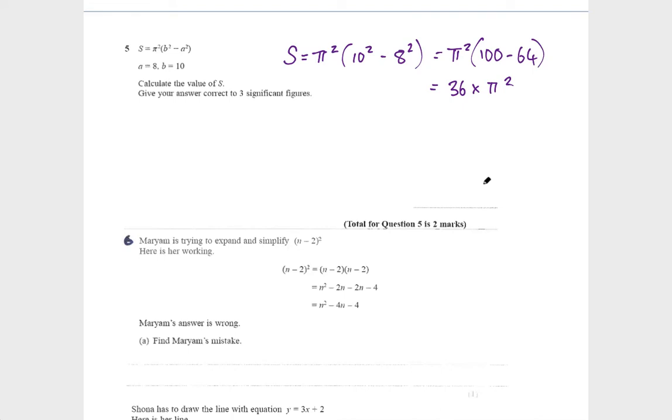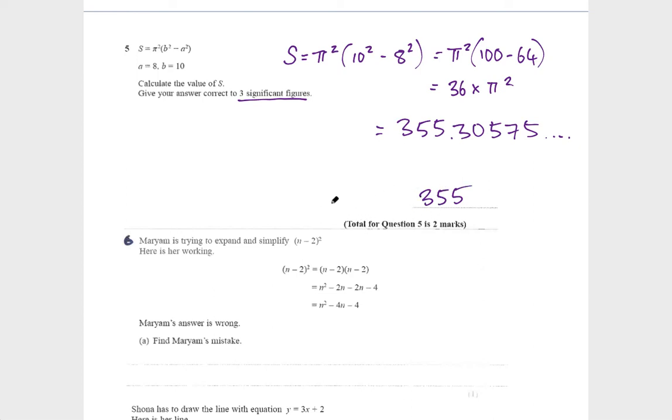Make sure you square the pi before multiplying by 36 because of the laws of indices. So that gives you, I would always write this out in full off the calculator so that you can see where it's come from, or at least more figures than you need, and give your answer correct to 3 significant figures. So we now need to just look at the first 3. That is 3, 5, 5.